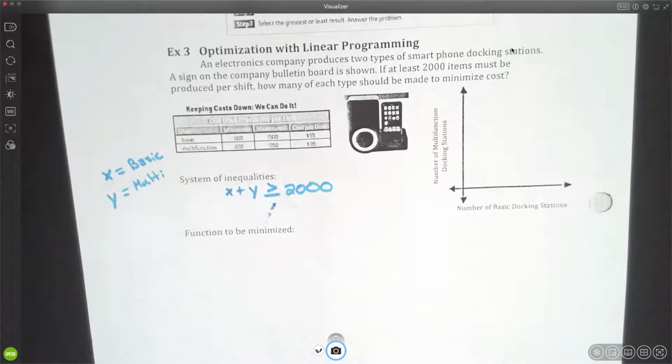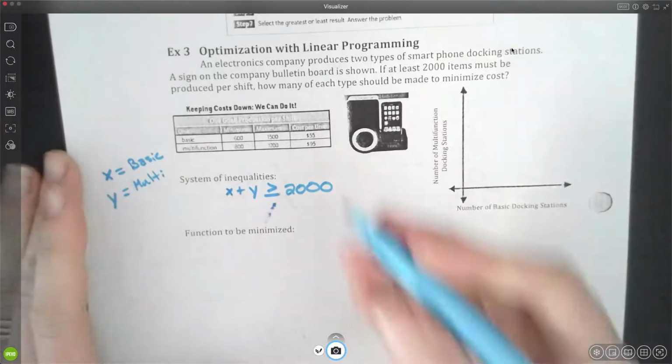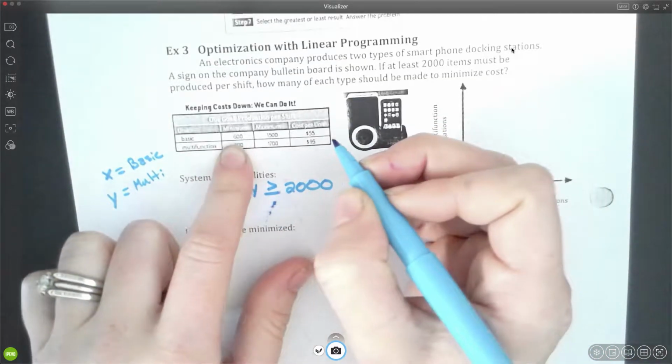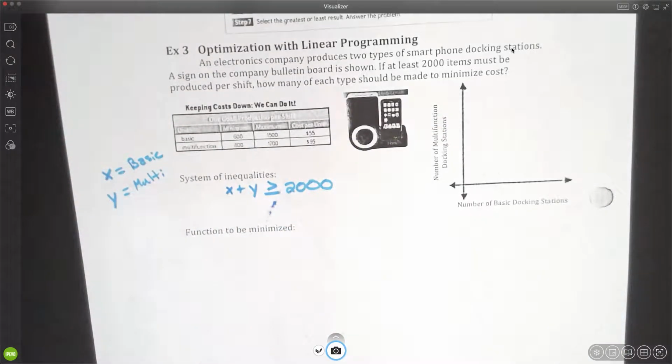Is how many? 600. Yeah, 600 is for basic. That's the minimum I can produce, because that must be meeting the demand. I know that people are at least going to come in and want 600, right?